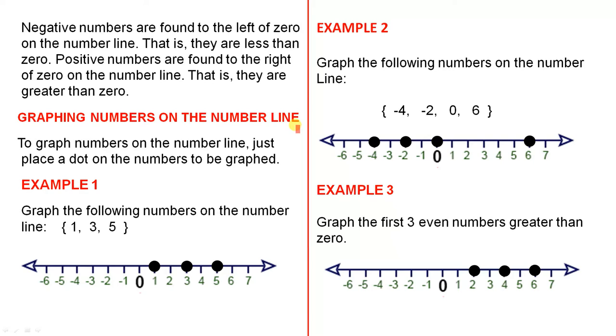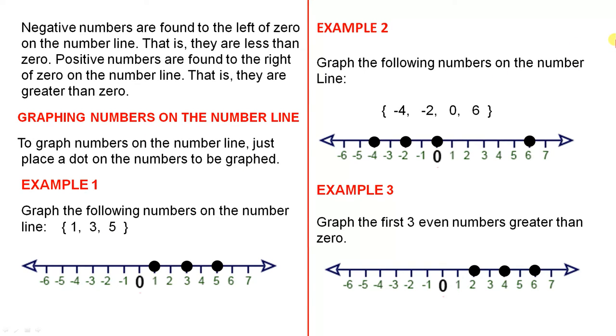Graphing numbers on the number line. To graph numbers on the number line, just place a dot on the numbers to be graphed. Example 1. Graph the following numbers on the number line, 1, 3, and 5. So we put a dot on 1, on 3, and on 5. So that represents a graph of those numbers.